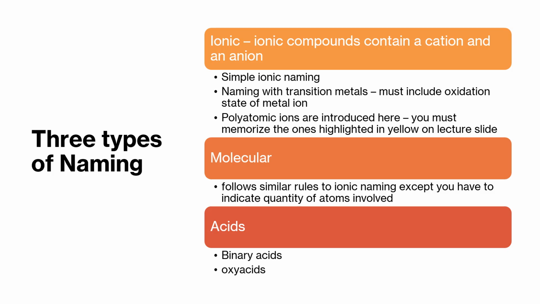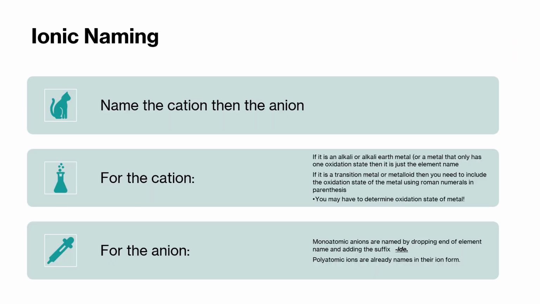For an ionic compound, there are two primary types that we have to be concerned with: simple ionic naming and then naming with transition metals. Transition metals add a layer of complexity because they can have different forms, and we need to know which form of that ion we're working with. And then polyatomic ions are introduced here. You have to know those highlighted in yellow on the PowerPoint in Canvas, and we'll go from there. So let's start with ionic naming.